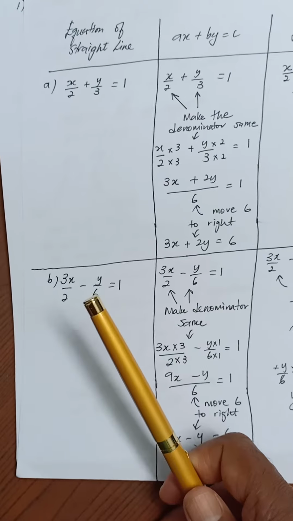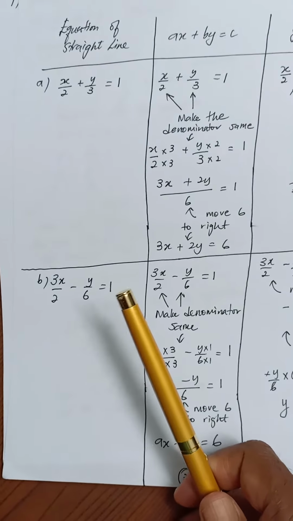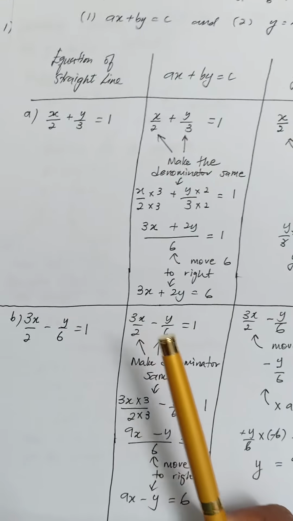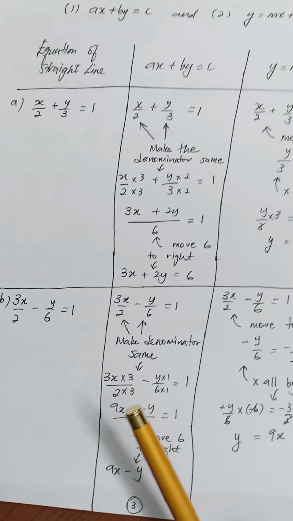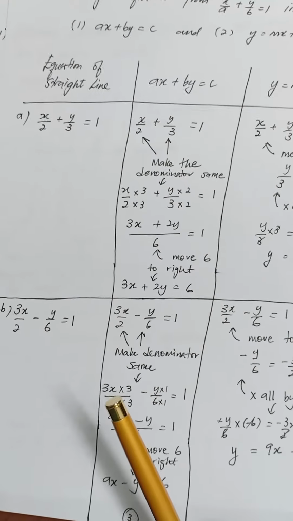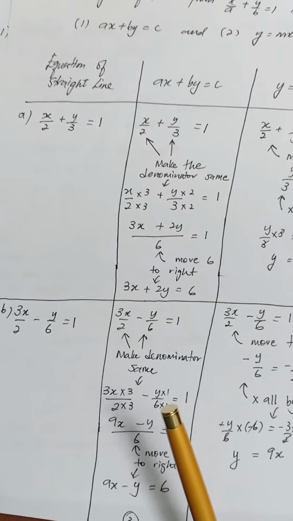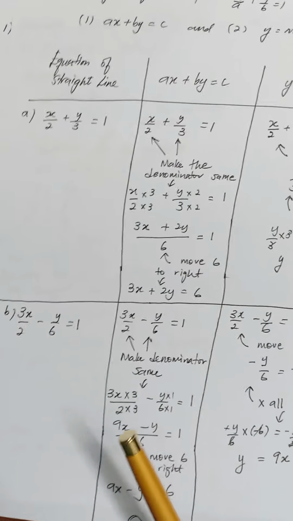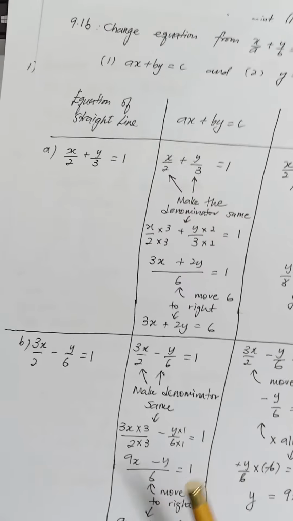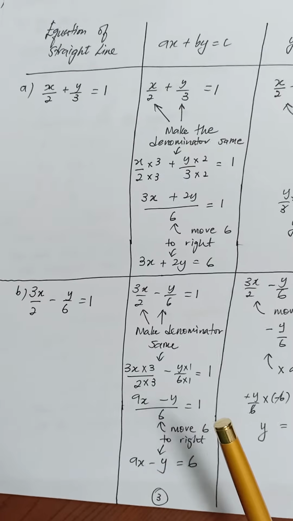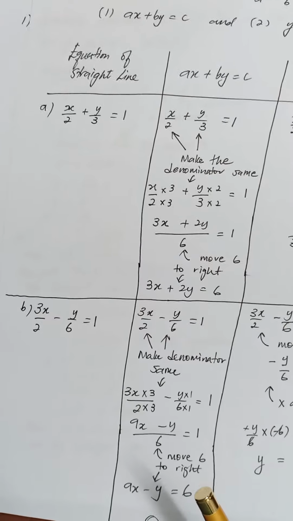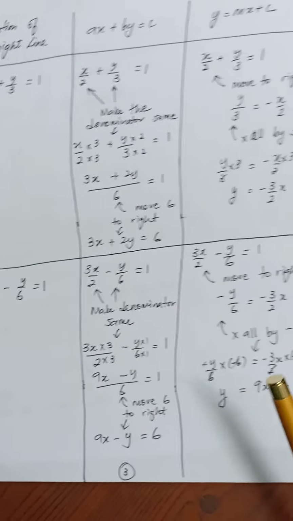Okay, look at the second example. 3x over 2 minus y over 6 equals 1. Okay, denominators must be the same. Now between 2 and 6, the common denominator is actually 6, right? So here times by 3, here you times by 1, or you don't need to times anything. So you get 9x minus y over the common denominator 6 equals 1. Bring the 6 to the right. So 9x minus y equals 6.